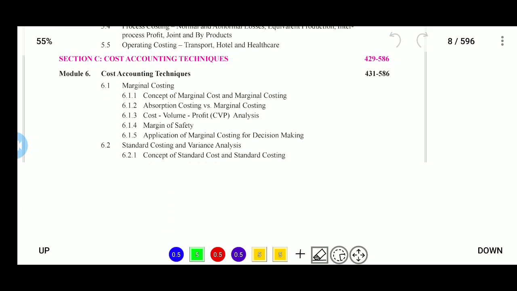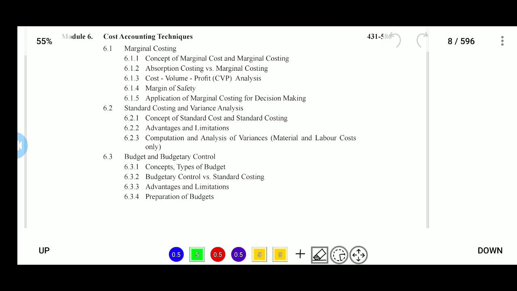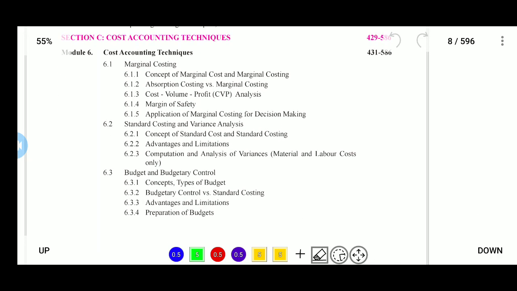Now come to our third, that is cost technique. In cost technique, marginal costing. So in marginal costing, you have to do only a simple topic, that is marginal costing with limiting factor. Means here, even the application of marginal costing for decision making, right? So this category you have to do.